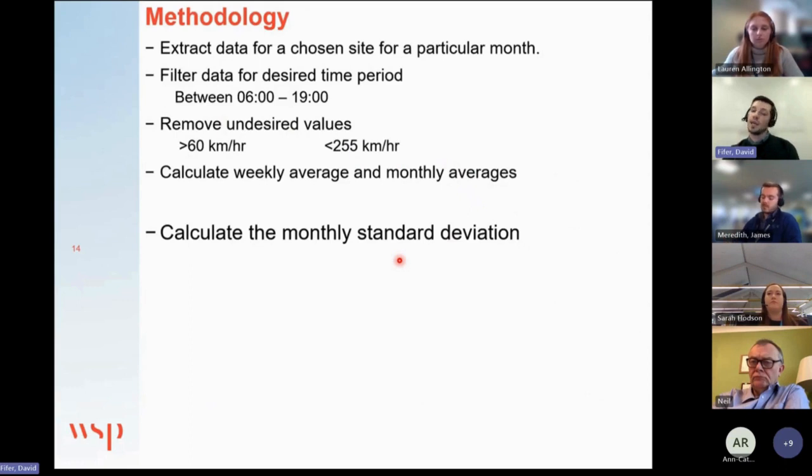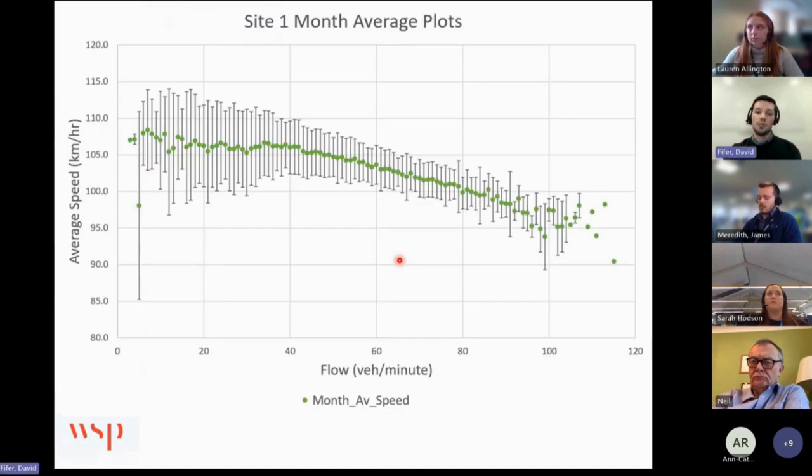And then once we did that, we calculated the monthly standard deviation for each flow, which resulted in this plot. And we can see from this that there's quite a high standard deviation for low flows, and then for higher flows we actually get narrower standard deviations. One of the reasons for this is there's fewer flow counts at lower speeds, and with quite a high variety, which isn't too surprising given at lower flows people are perhaps more comfortable to drive slower than they would when traffic is a bit busier.